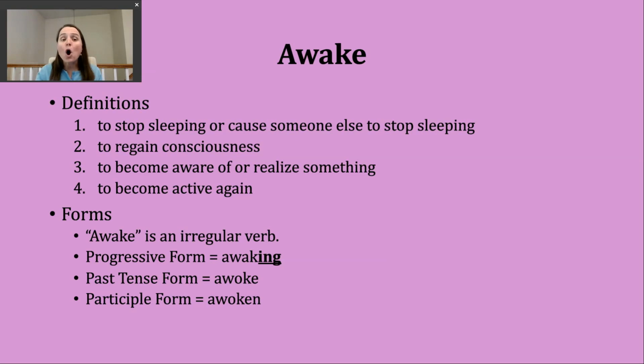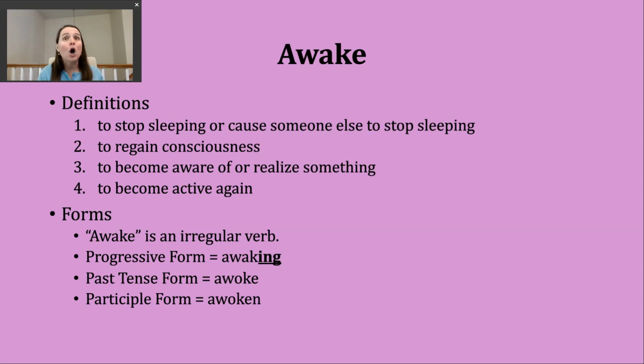You should know that awake is an irregular verb. Let me say that again very clearly. It's an irregular verb. So to make the progressive tense, we're going to drop the E and add ing to form awaking. The past tense form of this verb requires a spelling change. So we're going to change the A to an O, and that makes awoke.